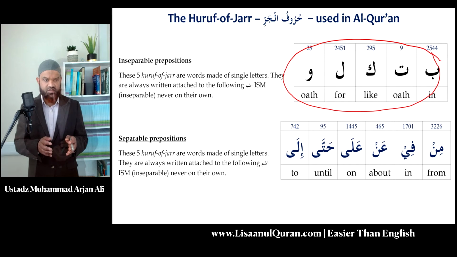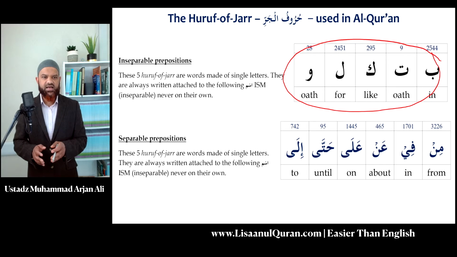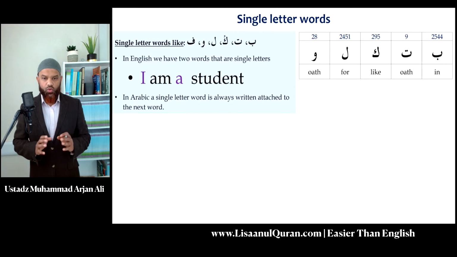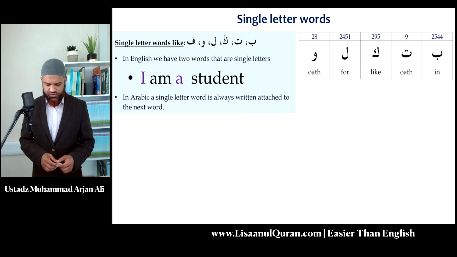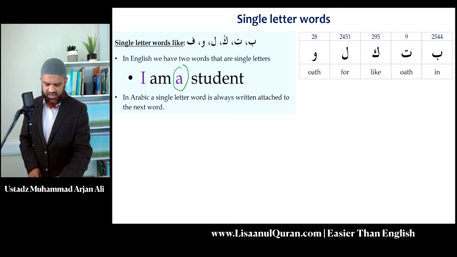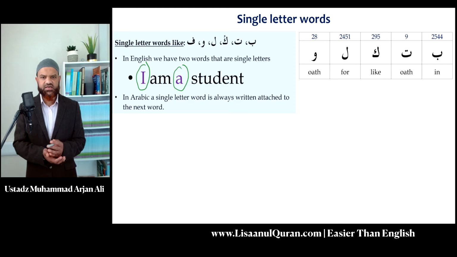So in this lesson, let's continue. Look at those words that are made up of one single letter. Ba, ta, kaf, lam, wa. Words that are made up of single letters, we have them in English also. If you look at this example here, I am a student. Now, I'm sure you know that A and I are actually words by themselves, even though they are, of course, letters of the alphabet. So in context, we can recognize this is not a letter, this is actually a word.